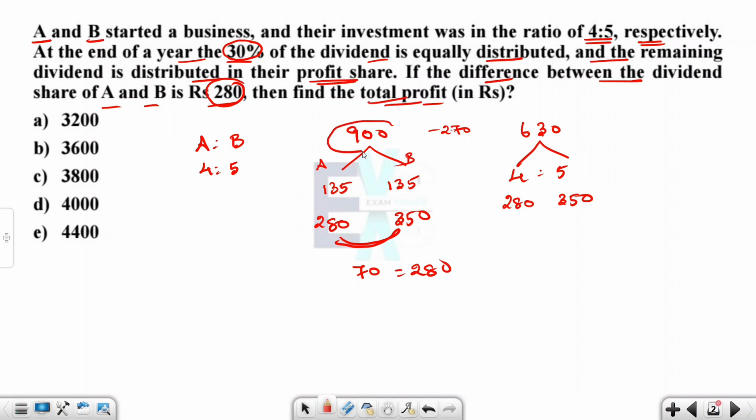So what is the profit we have assumed? 900. So if 70 is equal to 280, 900 is equal to how much? If you cross multiply, we get 280 into 900 by 70, which is nothing but 4 times. So we'll get the answer as 3600. Okay, done.